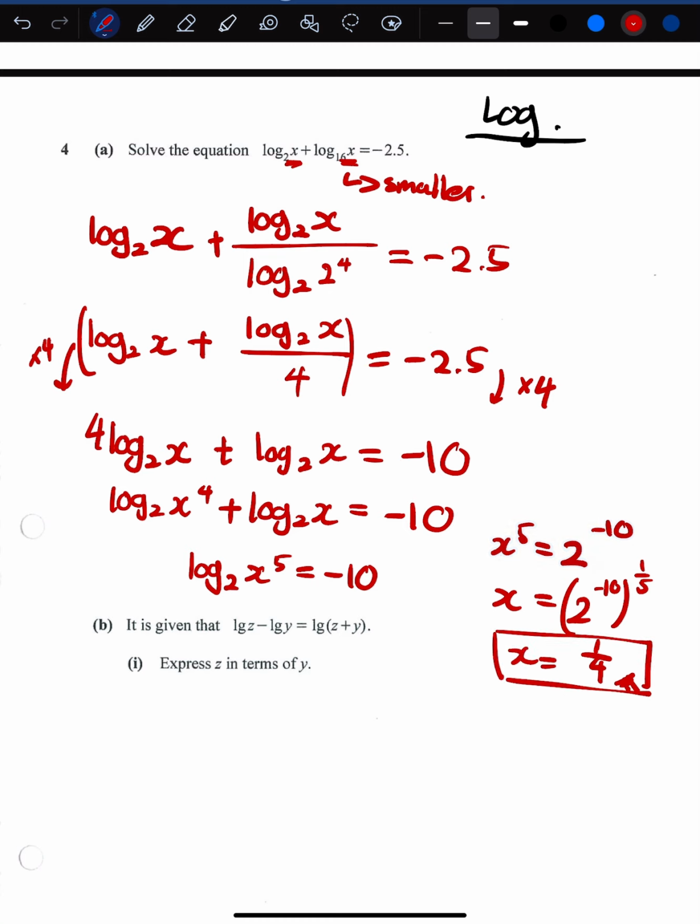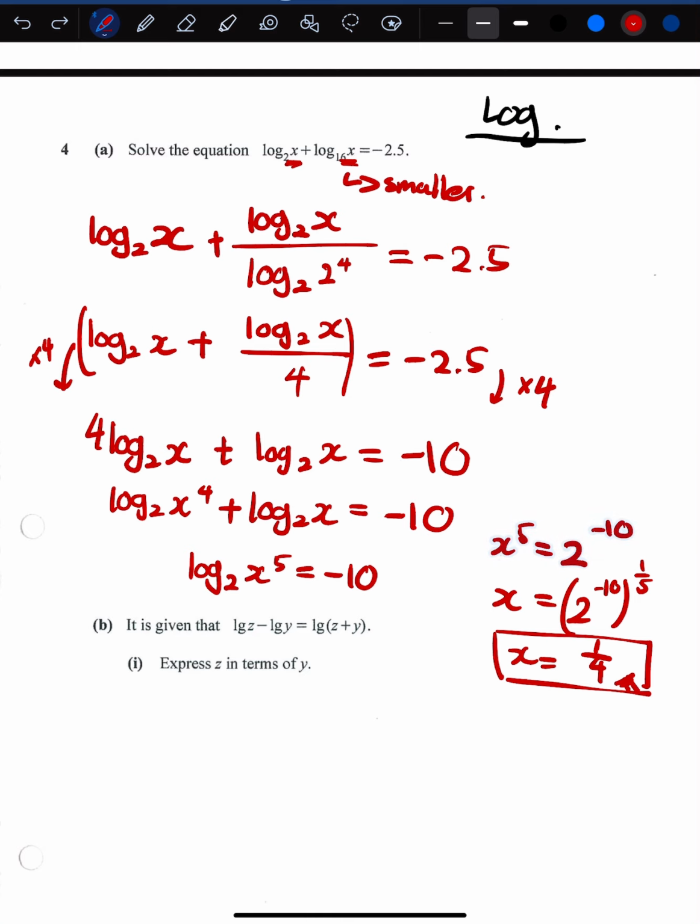Okay, so that's how you do part A. Just change base, recognizing that your numbers can be simplified. Then use your combine rule, and bring up your power to eventually solve for x.